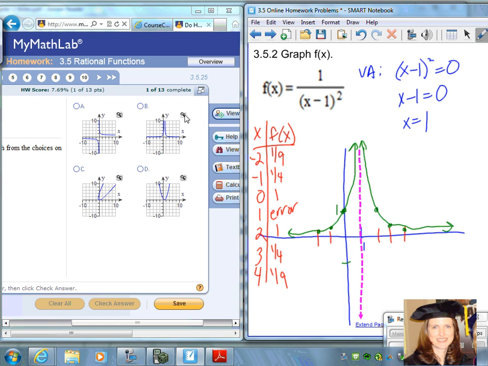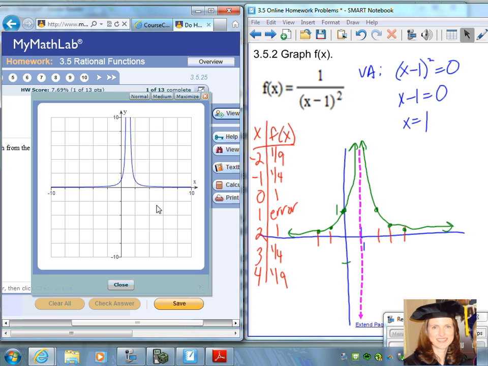So out of the choices, it does look like, for me, choice B. And you don't see that dotted vertical line. I always draw it when I do it by hand. And you'll probably need to do that in later math classes, so get in the habit of hand drawing those vertical asymptotes.